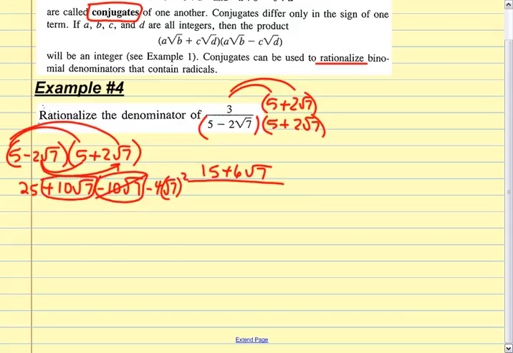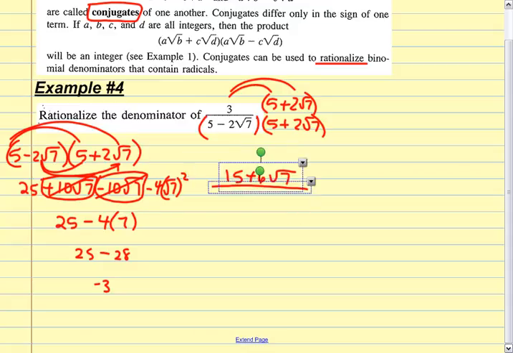We definitely want those to go away. And we've got 25 minus 4 times 7. Everybody see that root 7 squared is just 7. 25 minus 28, so that's just negative 3. Let me move this over some. Okay, good. Let me move that right over there. So now on the bottom I have negative 3.